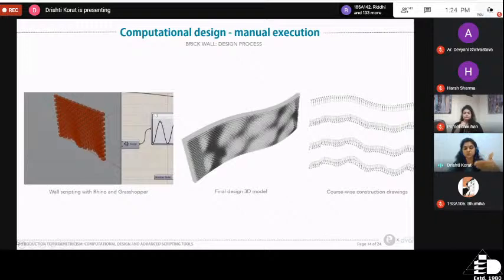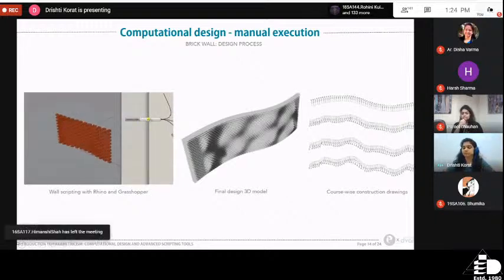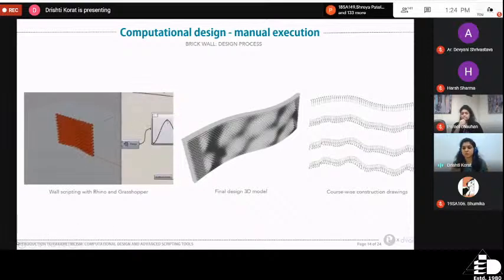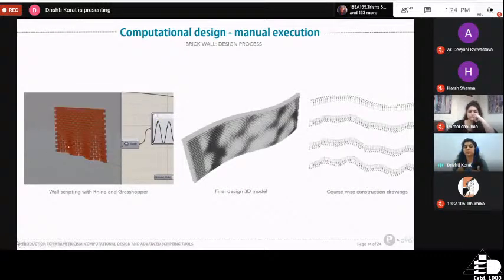Since this is not a traditional wall where all the courses are repeated, every single course has different relationships. So we made these construction drawings where each course has been numbered, and dimensions are given to it with reference to the previous course. So the design process is something similar to what we are used to in traditional methods. We model it, we come up with the final form, and then we make construction drawings for it.